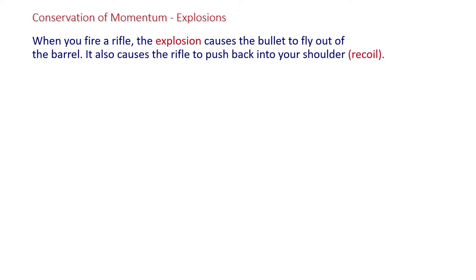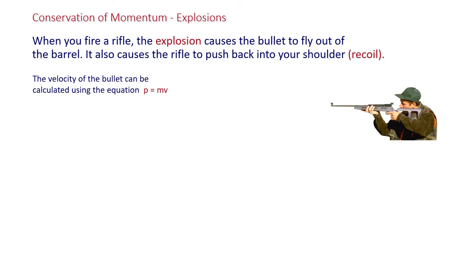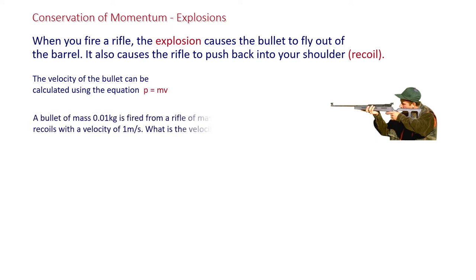So, when you fire a rifle, the explosion causes the bullet to fly out of the barrel and it causes the rifle to push back onto your shoulder. We call this recoil. Any of you been clay pigeon shooting or air gun, that's what it is. And again, a man with a gun, no gender stereotypes. We need to sort this out, guys. The velocity of the bullet can now be calculated using P, which is momentum, which is mass times velocity.